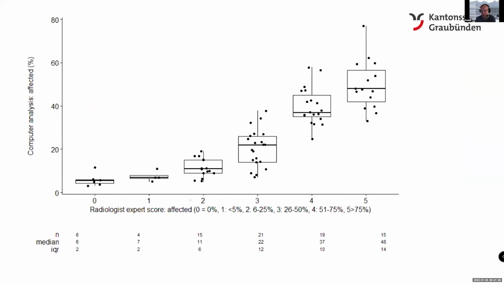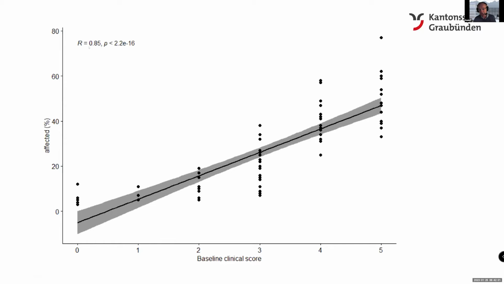And now you see some results here. Paolo has asked an expert radiologist to score the images from 0 to 5. This radiologist had over 20 years of experience. And here is the computer analysis, affected percentage on the y-axis. And you see that there's a nice correlation, and you can also quantify the correlation, which is 0.85, computer versus human analysis in these 80 patients.